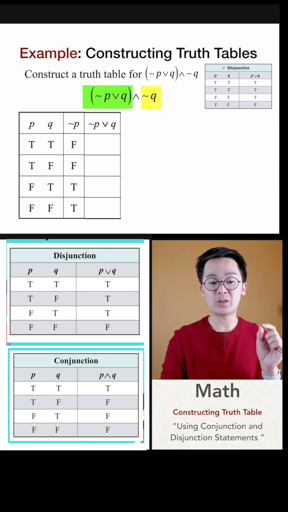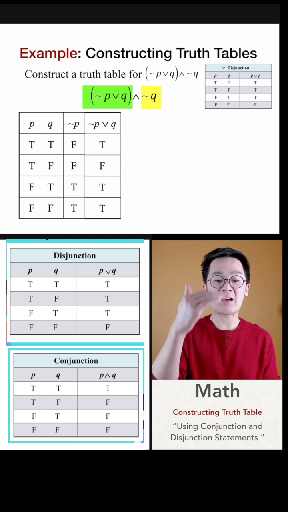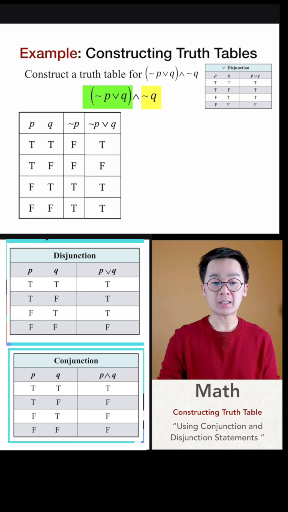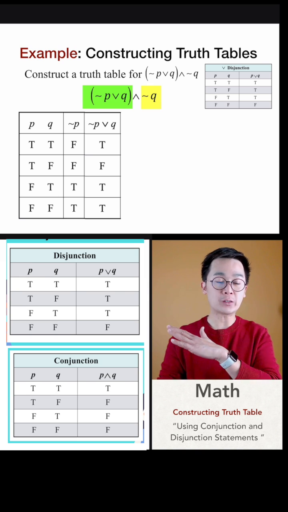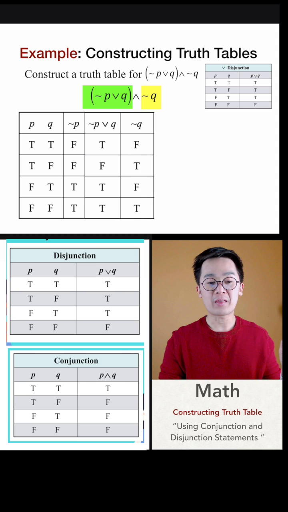So that means the first row, TF, is going to be true, FF is false, true or true is going to be true, and then false or true is going to be true. So now that we have our table for not P or Q, what we're going to do is we're going to look at our second group, which is not Q, and negate our Q column. So that means our Q column will have the opposite value of TF. So not Q would be FT.